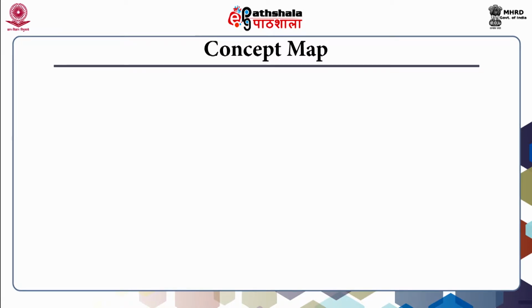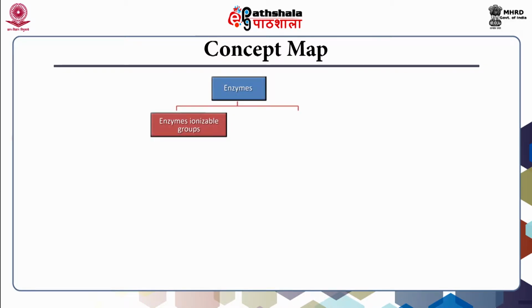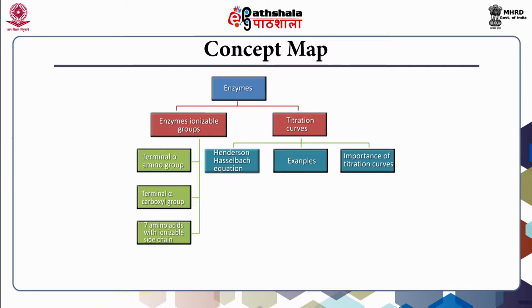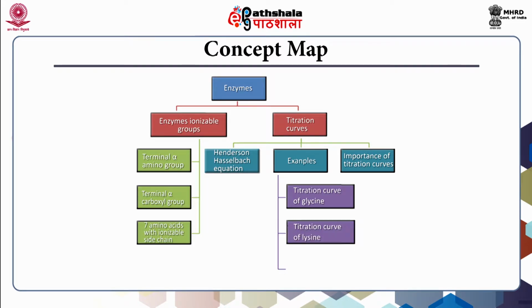This slide shows the concept map that will be followed in this lecture. We will first study what the basic types of ionizable groups present in an enzyme are. We will then study the titration curves of 3 specific amino acids in detail. These are the titration curves of glycine, which is a neutral amino acid, lysine, a basic amino acid, and glutamic acid, which is an acidic amino acid.